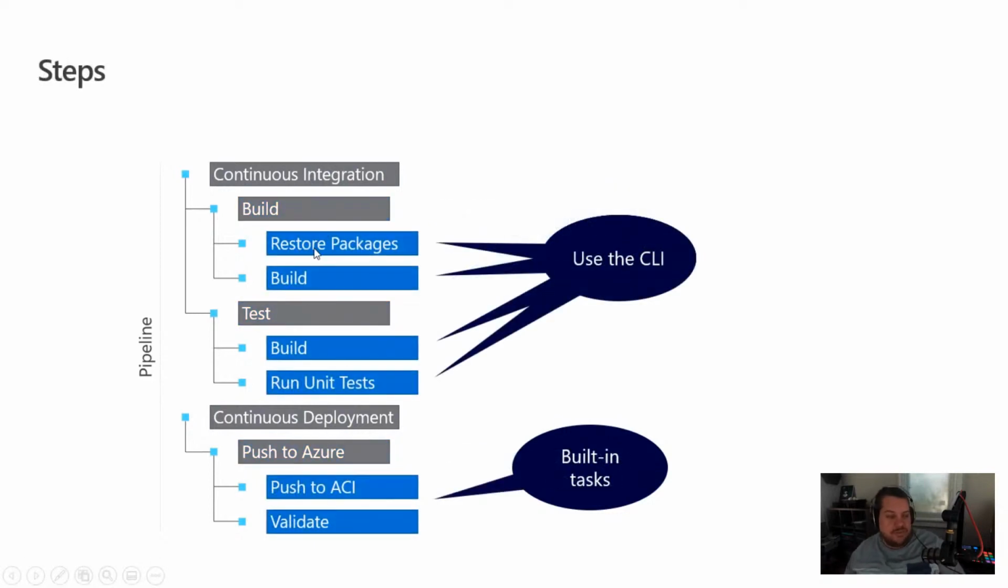And within those jobs, we might have steps to restore our packages and build our project within the build job, to build our project and run the unit tests within our test job, and steps to push to our container instance and validate that the container image is valid. I said container registry, I meant a container app or container instance, and then validate that our container instance is actually running correctly.